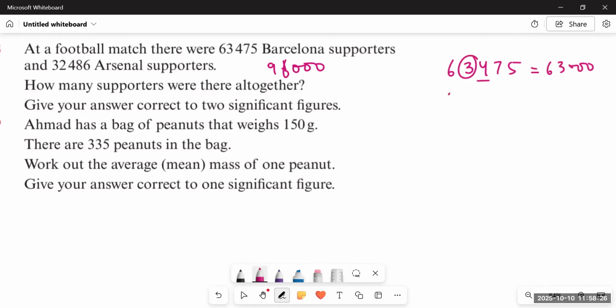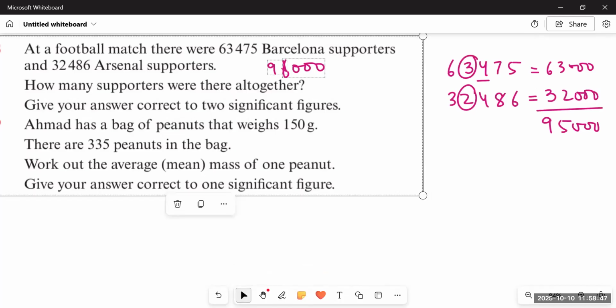And 32,486 would become 32,000. But when we add these two figures, it gives us 95,000, which is one thousand less than 96,000. So the first method would be more appropriate. It's better to use the first method.